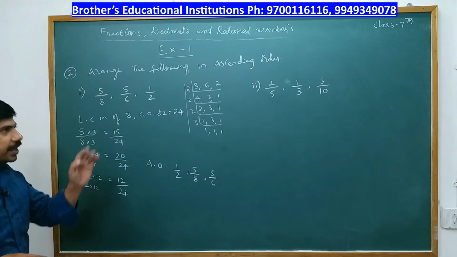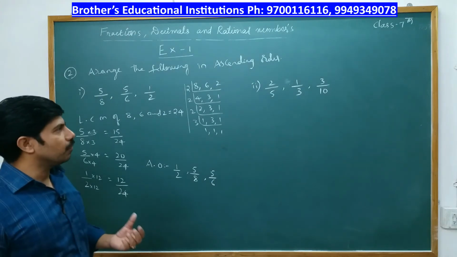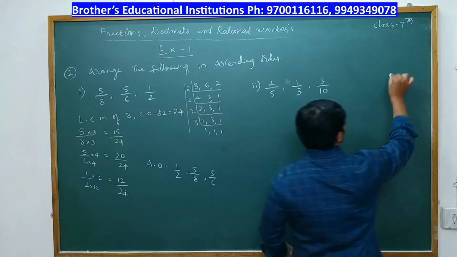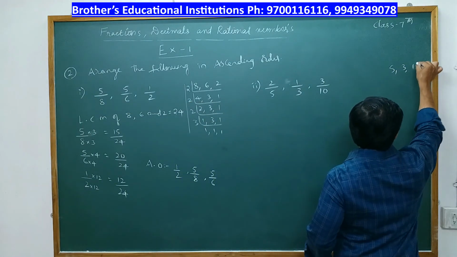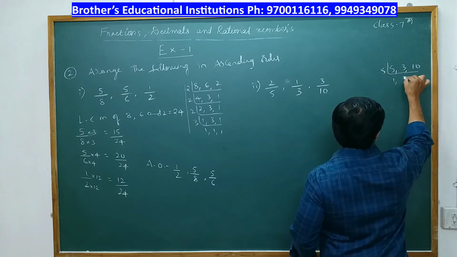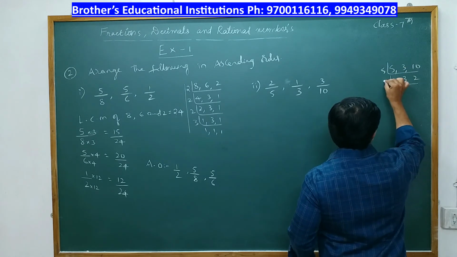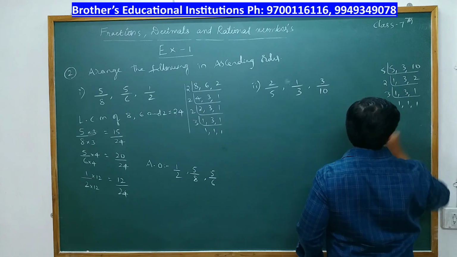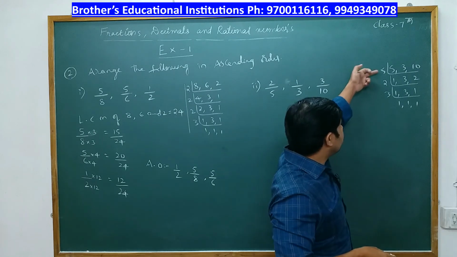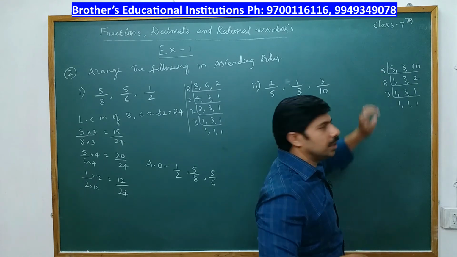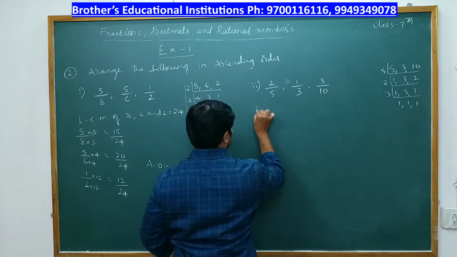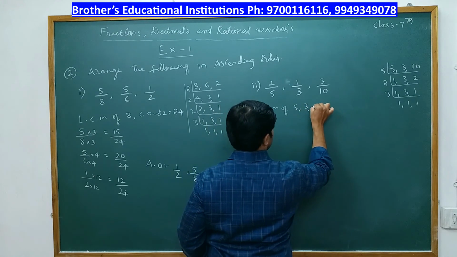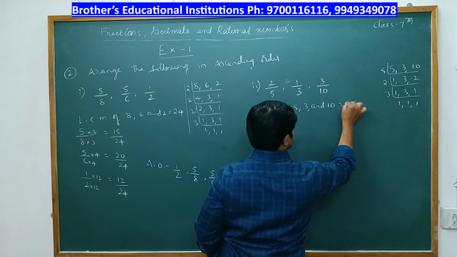Okay. Now we'll go to the second one. The second one is 2 by 5, 1 by 3 and 3 by 10. So we'll take the LCM of 5, 3 and 10. So 5 1s are 5, 3 we bring down, 5 2s are 10. 2 we take, 1, 3, 1. 3 we take, 1, 1, 1. So what is the LCM? 5 2s are 10, 10 3s are 30. So the LCM of 5, 3 and 10 is nothing but 30.